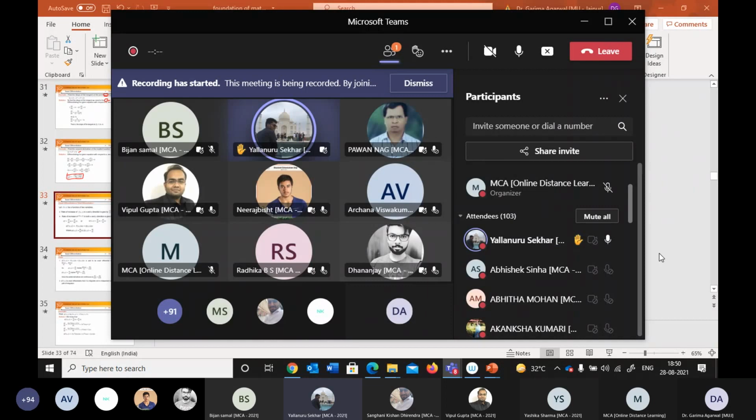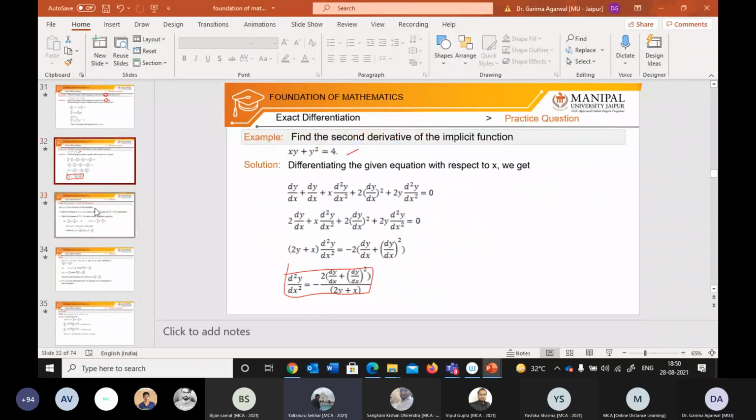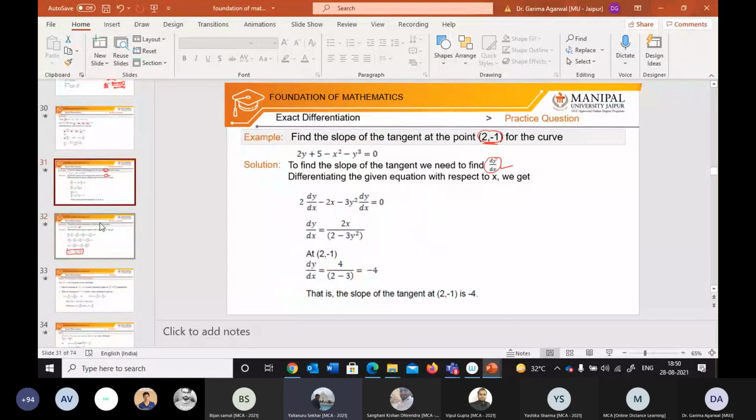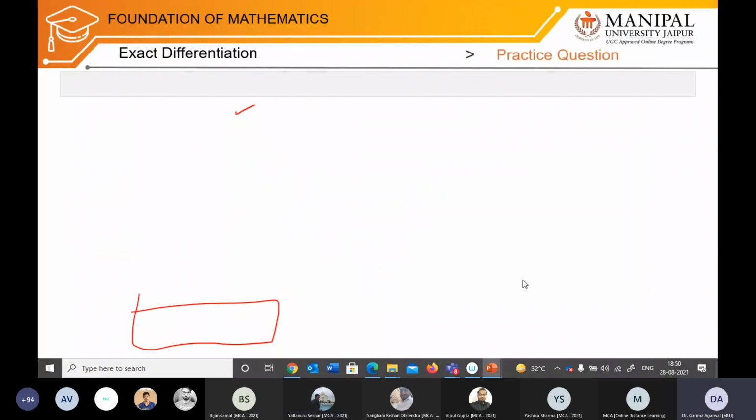Can you move to the backside, please? This one. Can you please explain this one? No, below. This one, this question? Yeah. Okay.